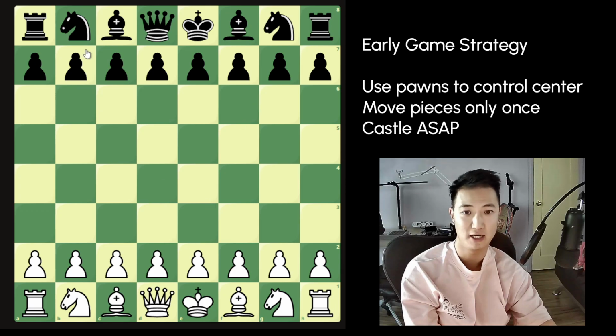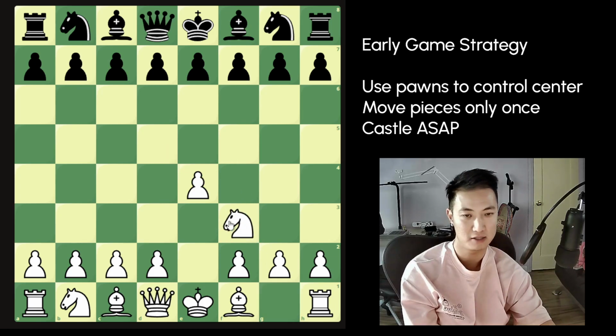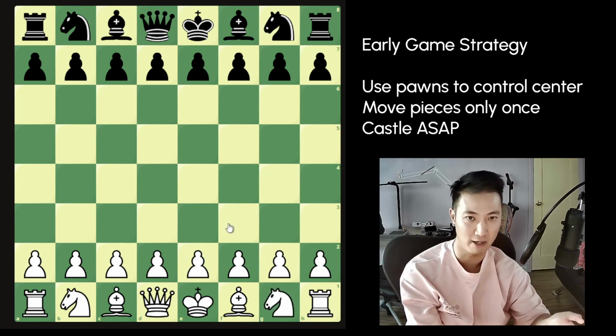Early game strategy, yeah. You want to use your pawns to control the center. The center is where your pieces want to be because they control central squares of the board and can control a lot of play. You want to move your pieces only once, and you want to castle as soon as possible. This game is mainly about checkmating your opponent's king, right? So if you get your king out of the middle as soon as possible, you can have a much longer game and much more strategy, much more potential to have tactics, stuff like that, rather than getting mated really soon because you didn't castle your king.